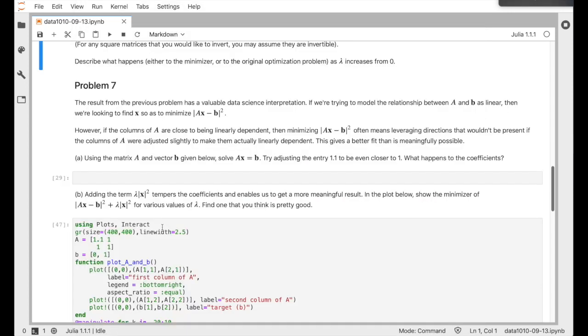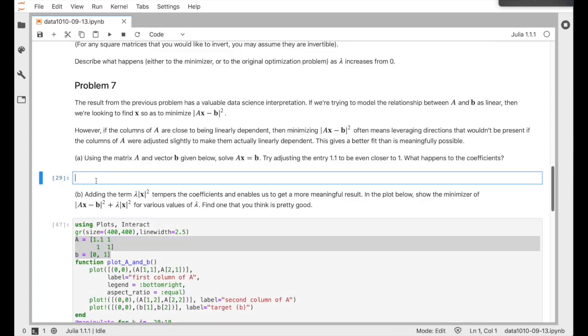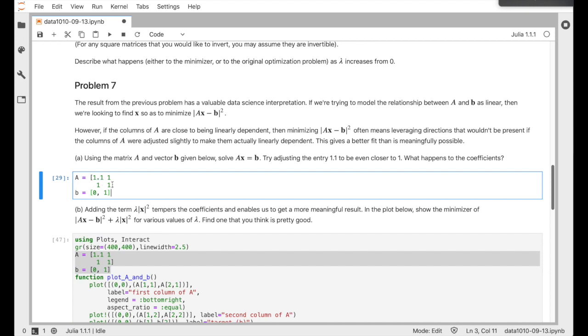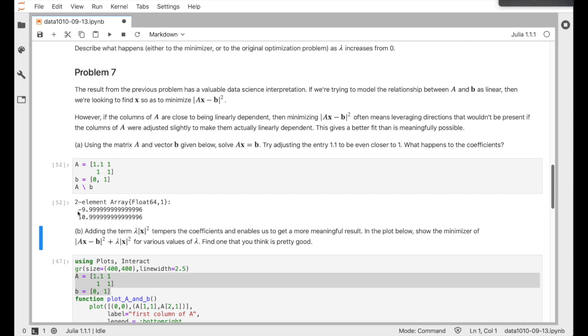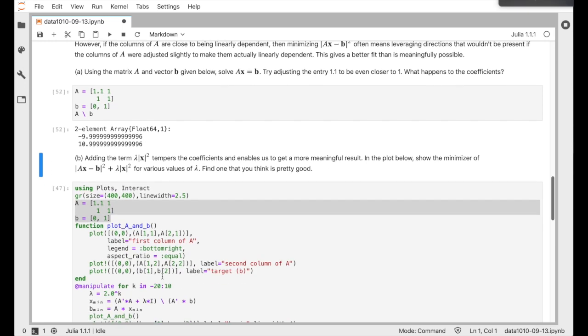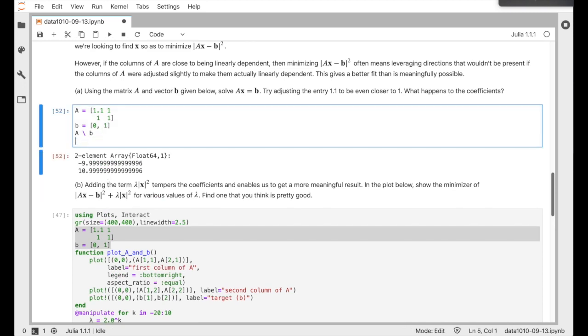So this is problem 7. For the matrix A and the vector b that are given in this example, so 1.1, 1, 1, 1, and 0, 1, we're asked to figure out what happens when we solve the equation Ax equals b. And the linear solve operator in Julia is the backslash. And what we find is that we're being asked to use negative 10 of one of the columns and 11 of the other column in order to reach this vector 0, 1. So we can plot this. We'll just use the function defined below to see what's going on.